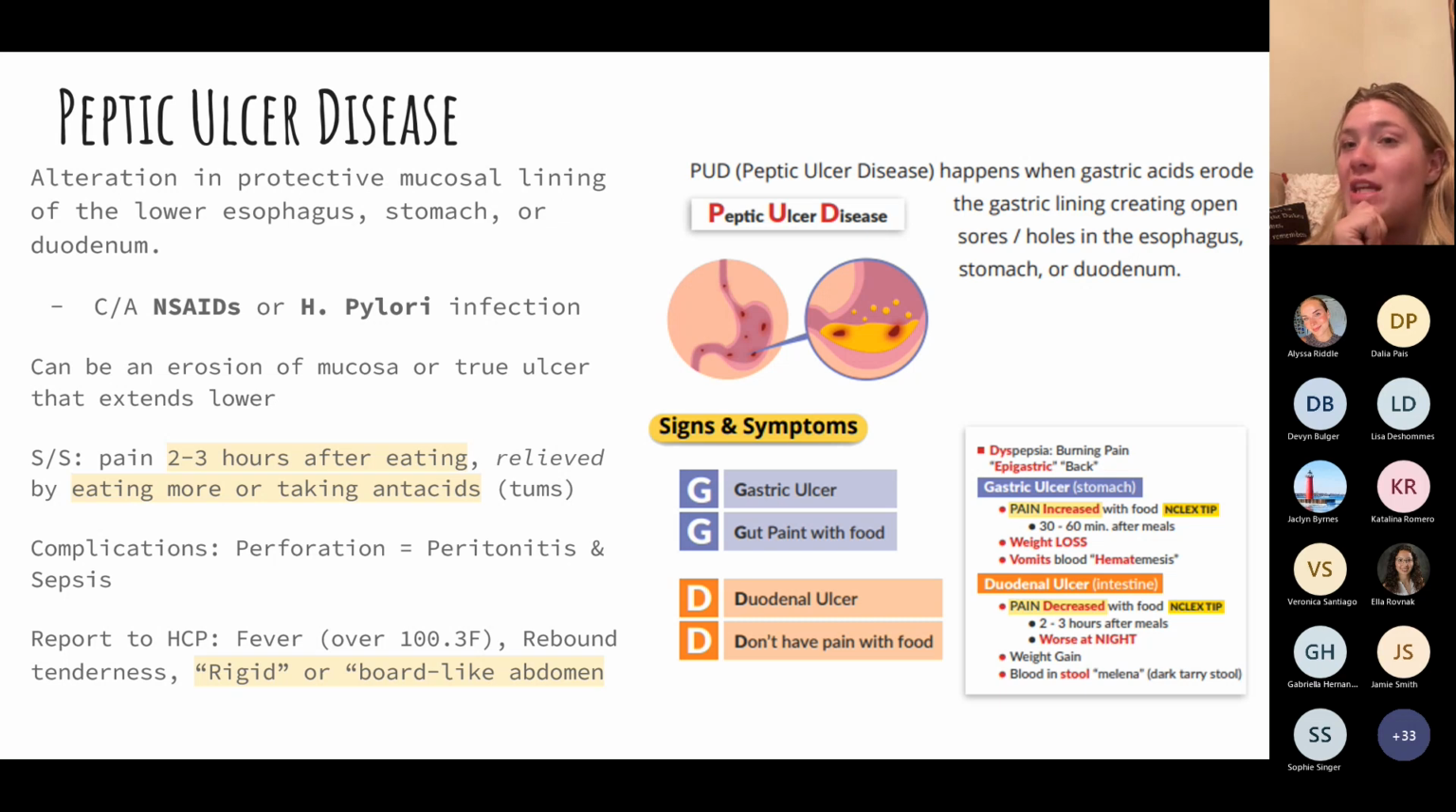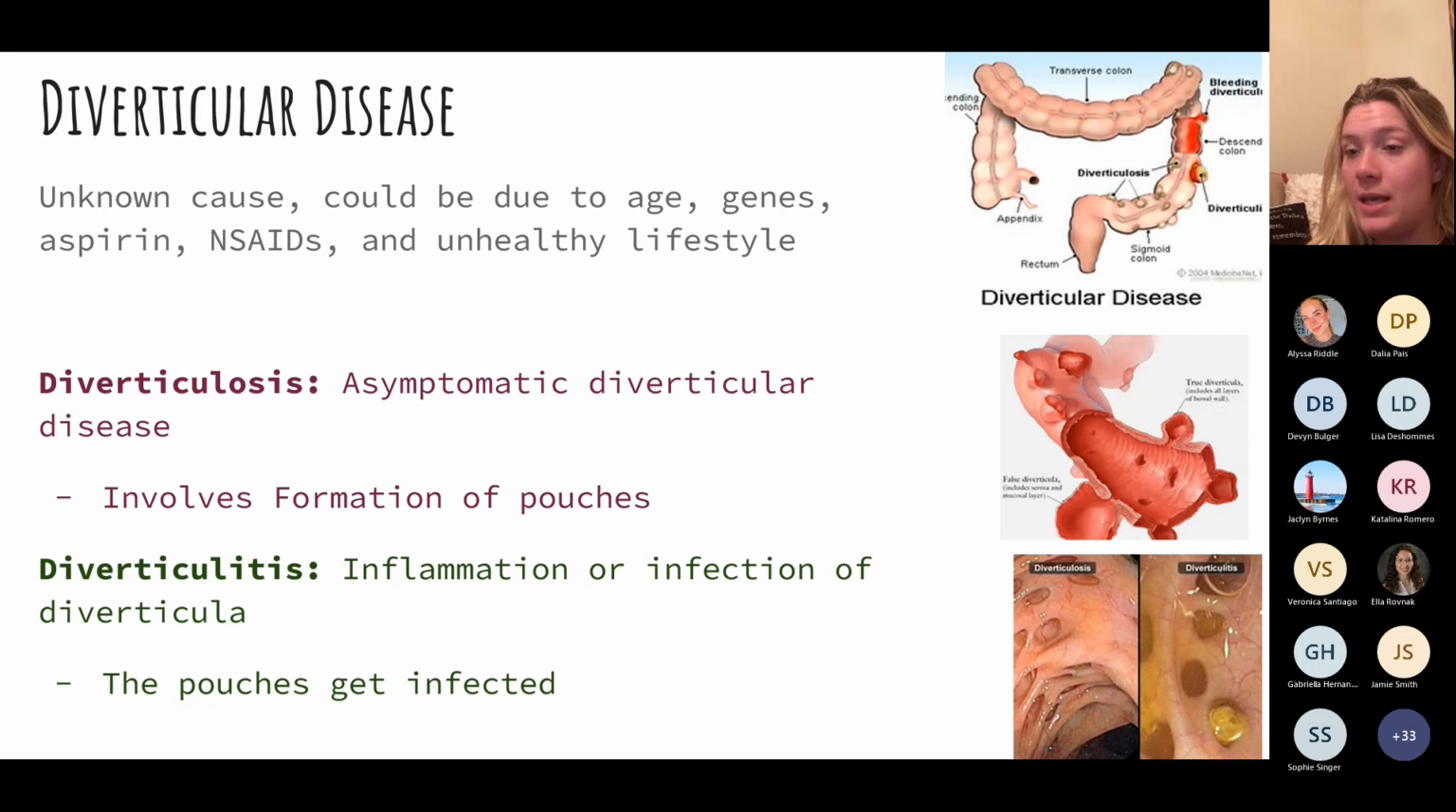So what as nurses do we need to look out for? We need to look out for fever and a rigid, board-like abdomen. That to me is telling. If I see a rigid, board-like abdomen, my stomach or my bowel just perforated and it's spilling into the abdominal cavity, and that is an absolute medical emergency.